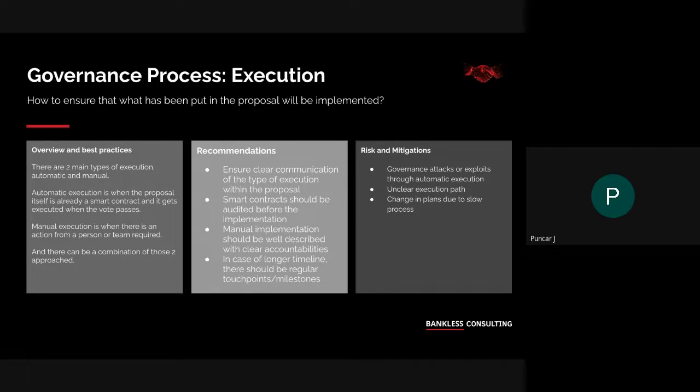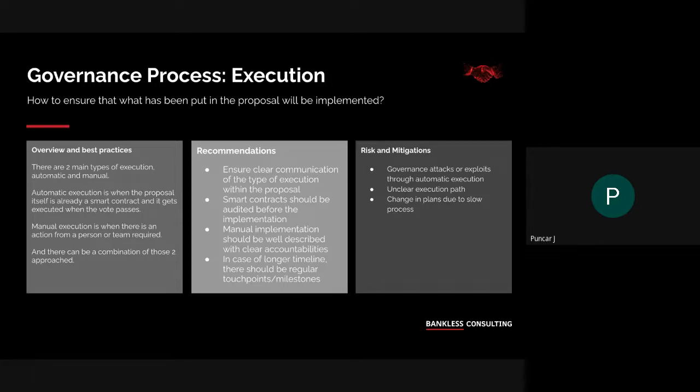There can be a combination of both. That can be an automatic proposal as a budget from the treasury, let's say. However, the second part of the proposal is what will be delivered for that budget, and that's manual execution. So that's how I would describe the execution recommendation and the risks I touched upon.